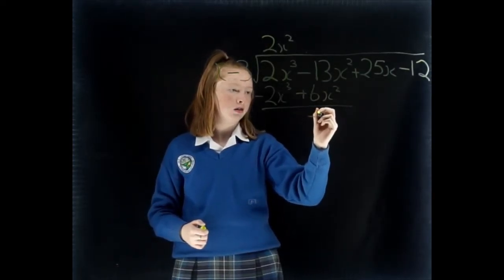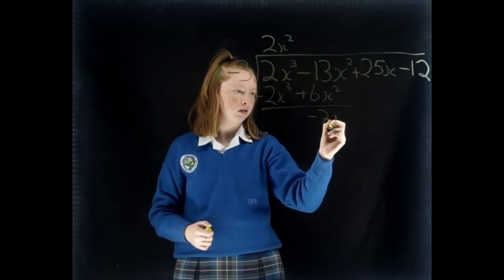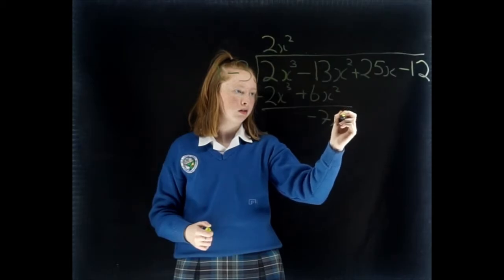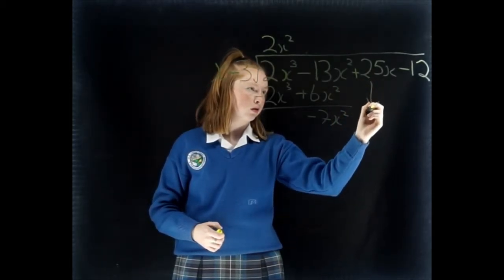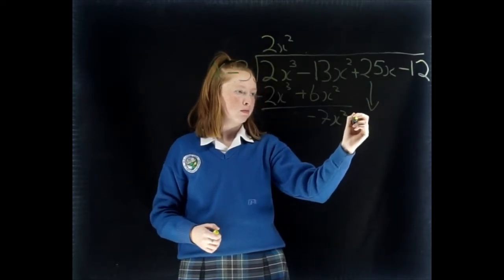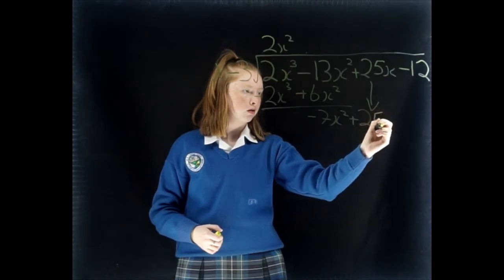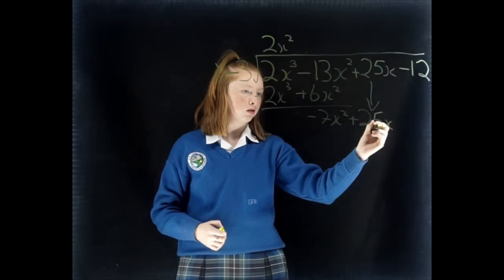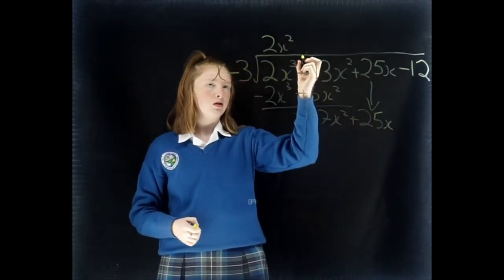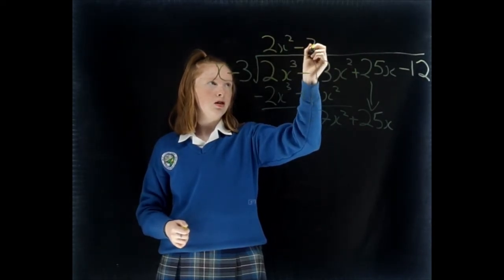And now you just cancel off like it's a normal sum. So plus 2x cubed minus 2x cubed is equal to 0, minus 13x squared plus 6x squared is equal to minus 7x squared. So the next step is to bring down plus 25x, and then you need to repeat the steps that you've already done. So how many times x needs to be multiplied to get minus 7x squared? The answer to that is minus 7x.